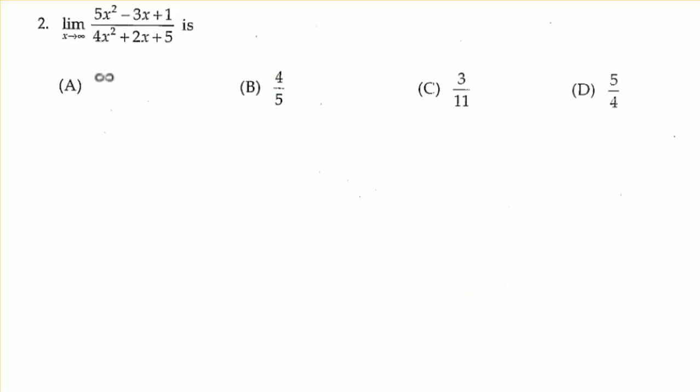And taking a look here, our limit as x goes to infinity from pre-calculus. We should remember that we look for the degrees, and I've got a degree 2, and I've got a degree 2. So if the degrees match, we just look at the coefficient of the highest degree term. So it should be 5/4.